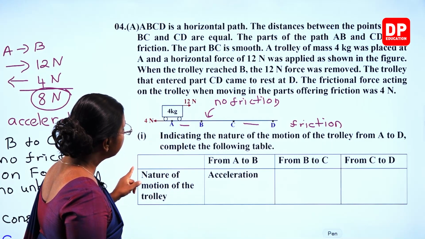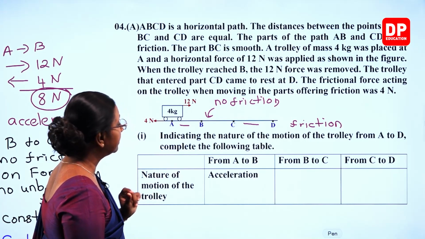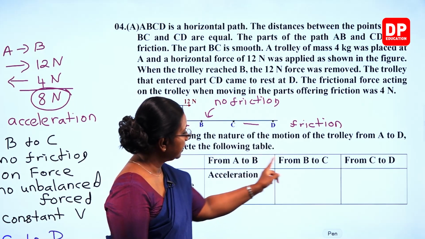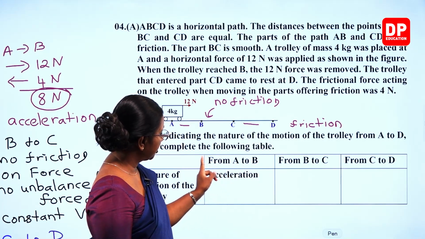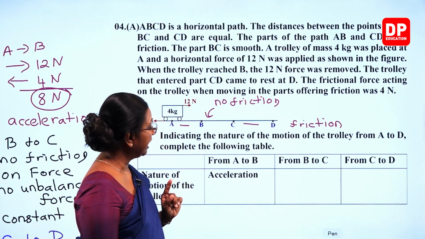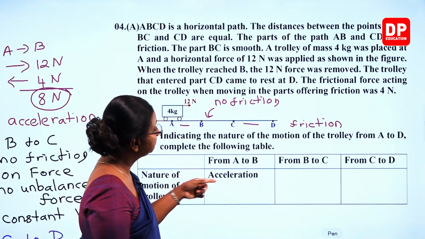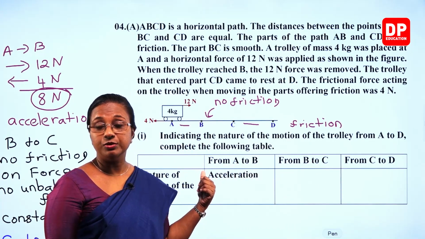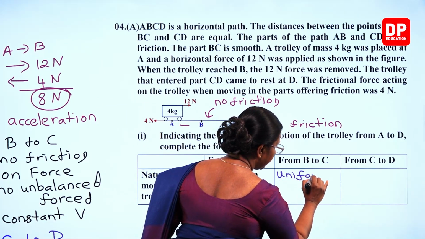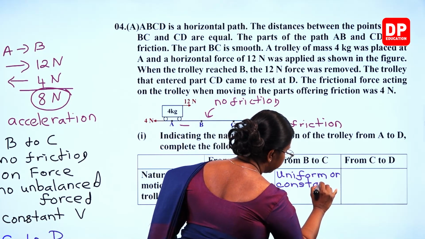First one, indicating the nature of the motion of the trolley from A to D, complete the following table. So, here nature of motion of the trolley. In this, we have the positions from A to B, from B to C, and from C to D. Already from A to B is filled up for us. It is acceleration. We understood that. Then B to C, it should be uniform velocity. So here you can see uniform, or you can write constant velocity.